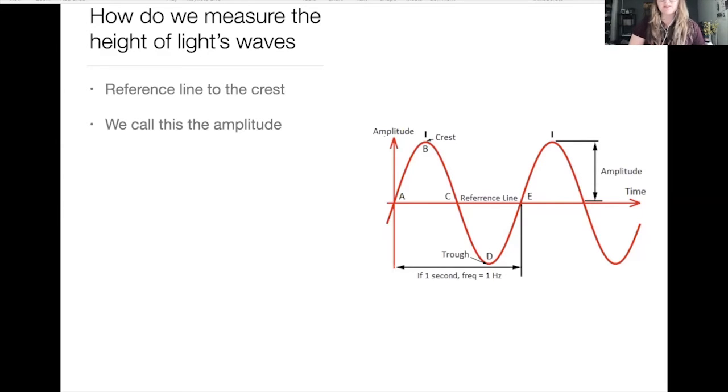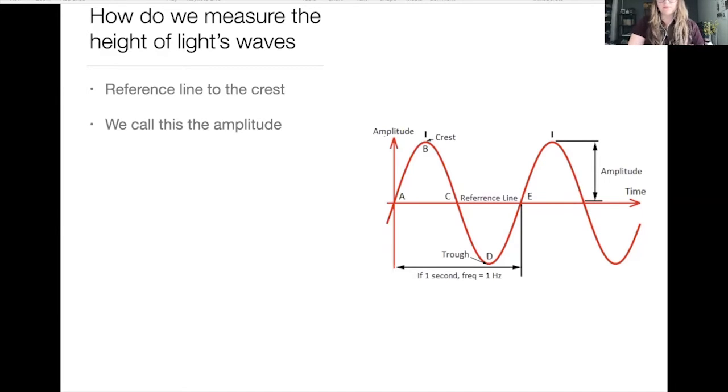So that can tell us when we're looking into space, if we're looking at something with whatever type of light, it can tell us how much energy is coming out of that when comparing with the same type of light.